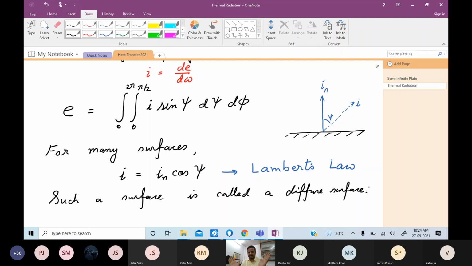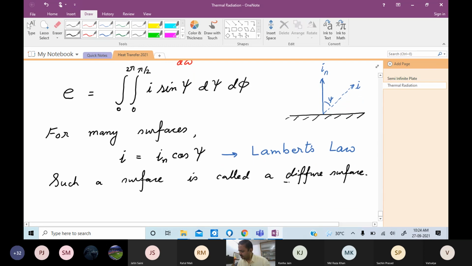It's not the same in all directions, of course, and as Lambert's law says, for a diffuse surface the radiation intensity in the normal direction is the highest, and it goes down as you go to a certain zenith angle. Okay, so keep this in mind. This is a diffuse surface.